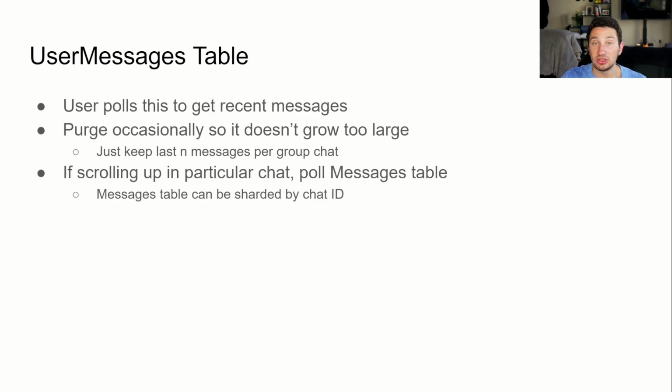Let's talk more about our user messages table. Simply put, this one is going to store the messages of all the group chats that a user is in. We can cap the size for each user by running an occasional query to clean all but the last few messages in each group chat. From there, if a user is scrolling up very far in a particular chat to get historic messages, they can just access those from the normal messages table. We can partition that one by chat ID so that accessing messages for a single chat is speedy.